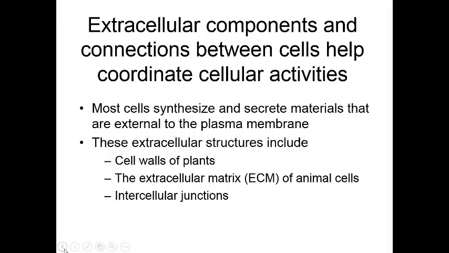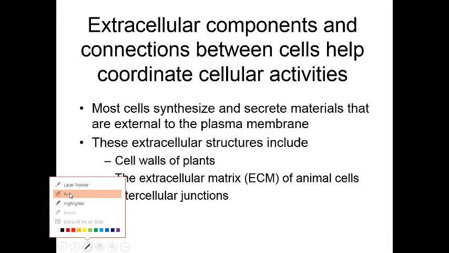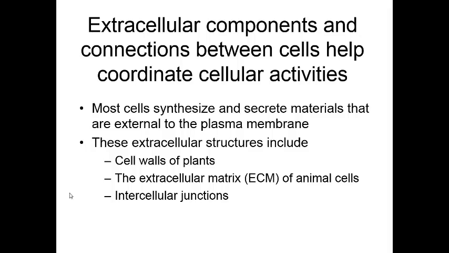Welcome to AP Biology. This video is on extracellular components and connections between cells. So now we're talking about all the materials that are found outside of a cell that contribute to the properties of a tissue. These extracellular structures include cell walls. They include the extracellular matrix of animal cells, and they include intercellular junctions. These are the things found outside of the plasma membrane.